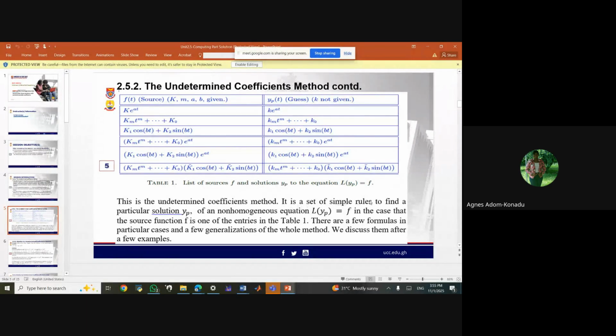It is a set of simple rules to find a particular solution y_p of a non-homogeneous equation L of y_p is equal to f, in the case that the source function f is one of the entries in the table. There are a few formulas in particular cases and then a few generalizations of the whole method. We discuss them after a few examples.